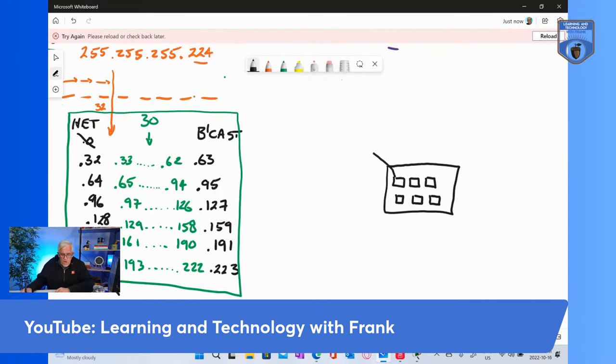Each of these ports will be connected out to a network switch. And that network switch, in my case, could have up to 30 devices. But remember, the router is going to take one of the addresses. So I can have up to 29 different devices on each of the subnets if I'm using my 255.255.255.224 address. So this is how we're going to configure these systems.